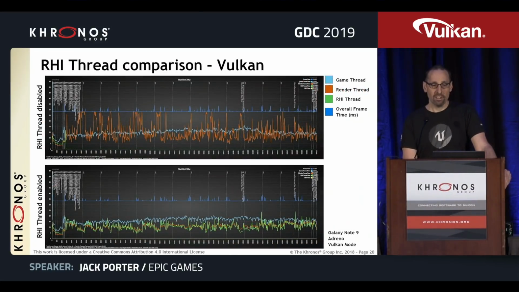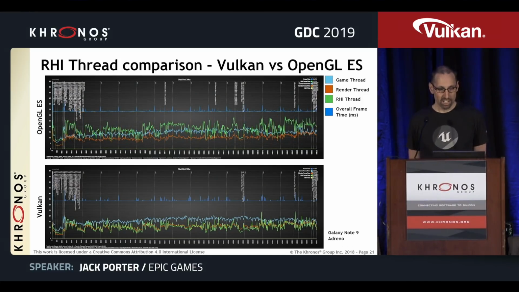We still do find a benefit from using an RHI thread on Vulkan. I'll go to the comparison here. As you can see, the overall RHI thread time is quite reduced. It's around 30% faster than OpenGL ES in just its raw calls. We're still getting that benefit from having that extra RHI thread as well as the render thread.